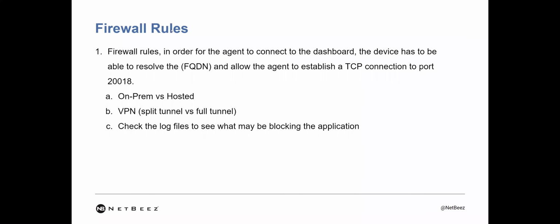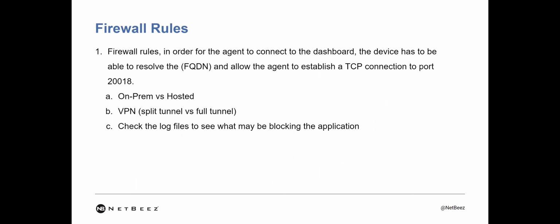For firewall rules, what you're going to want to check is, again, the same thing: TCP connection, port 20018. Very straightforward. There are some things to consider. Think about how the traffic is routed, how your Windows or Mac endpoint routes to the internet. Is it a split tunnel VPN to a hosted solution, either your AWS or ours? Is it a full tunnel VPN to an on-prem server? Some of those may not require many rules. Some of them might. It just really depends.